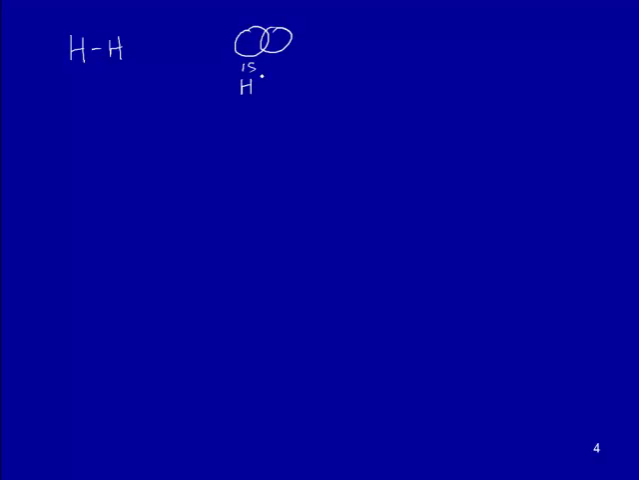So let's take a look at the recall. We have looked at hydrogen, and how the hydrogen molecule is formed. That is the sharing of the 1s electrons: you have the 1s from one hydrogen and the 1s from the other hydrogen. You have overlapping, and this is called an s-s sigma bond. It's head-to-head overlap.